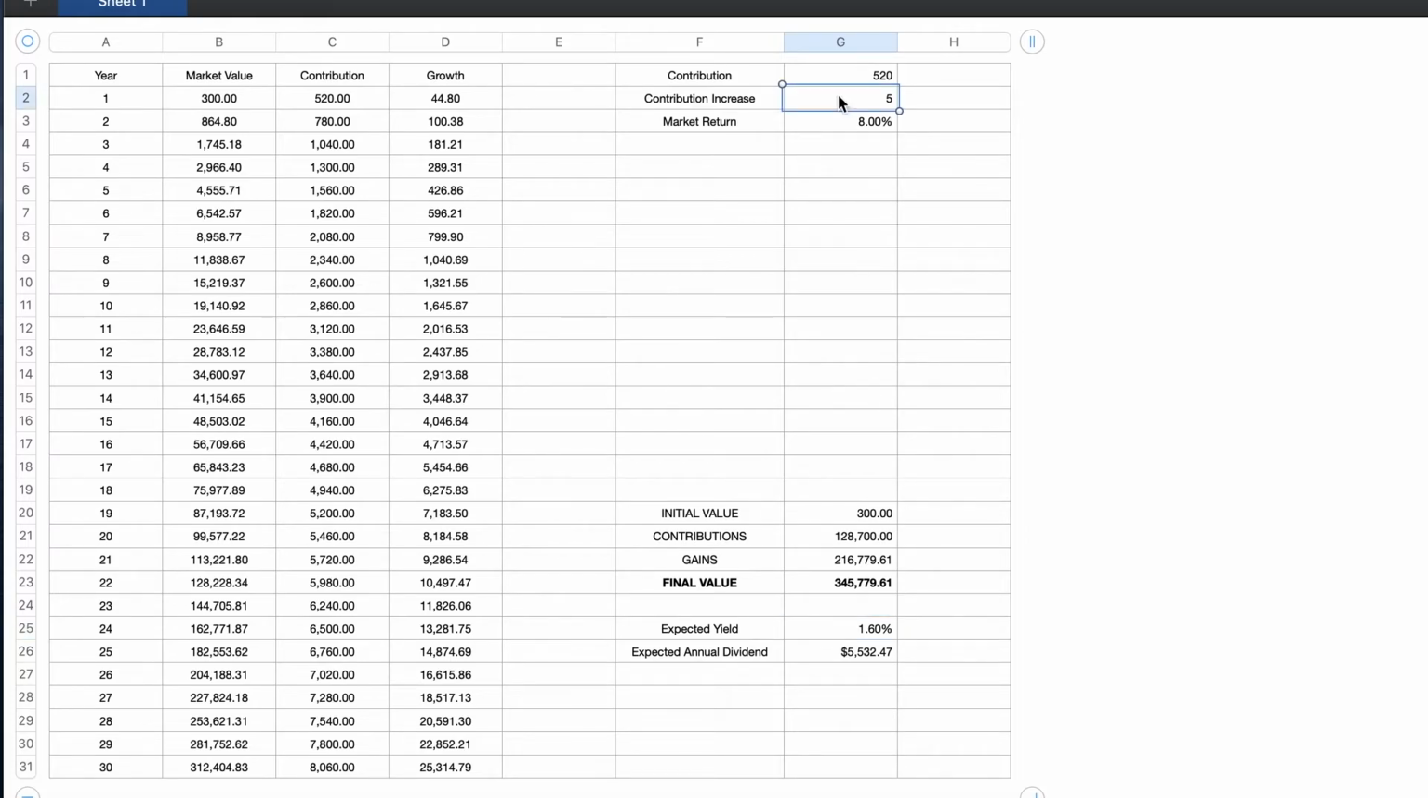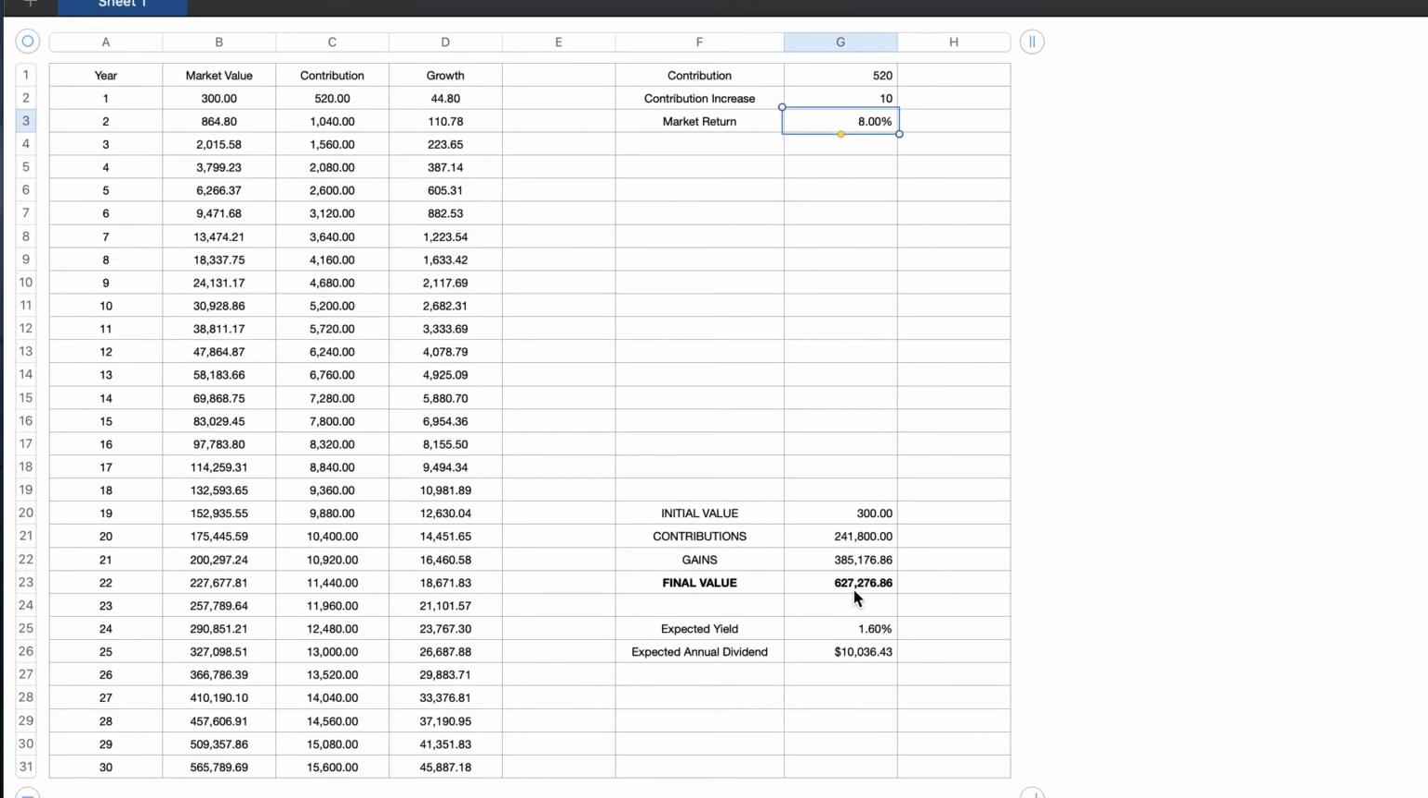Let's say if we went really bold and I tried to increase the contribution by $10 each year. That would give us a portfolio value of $627,000, which sounds pretty good to me. Let's see how much we would have to increase our contribution to get a portfolio value of $1 million. We're going to start with $15 here. And 15 would bring us actually pretty close, but we would need to get a little bit more. 16, I think 17 will do it.